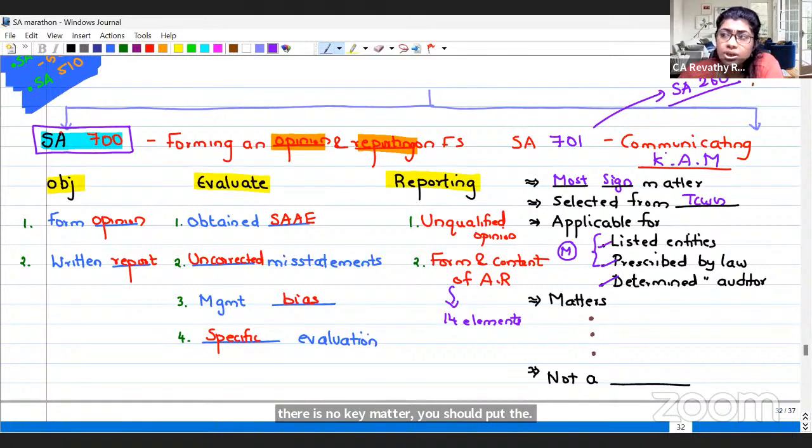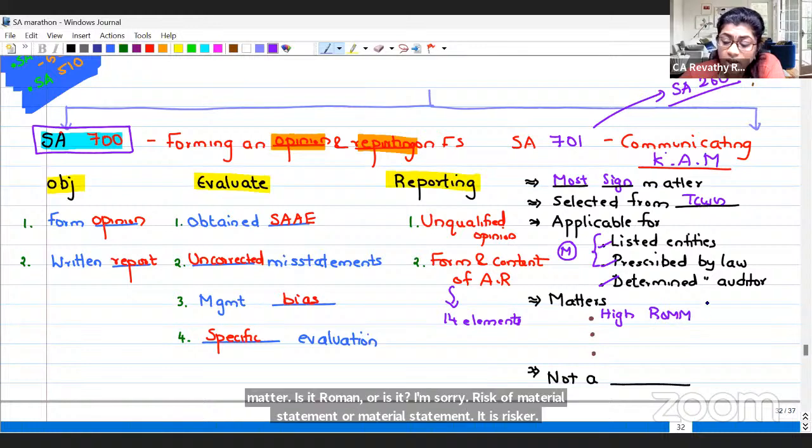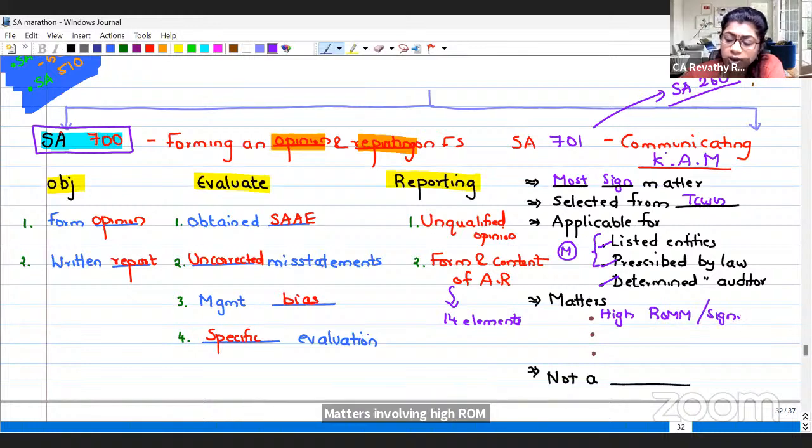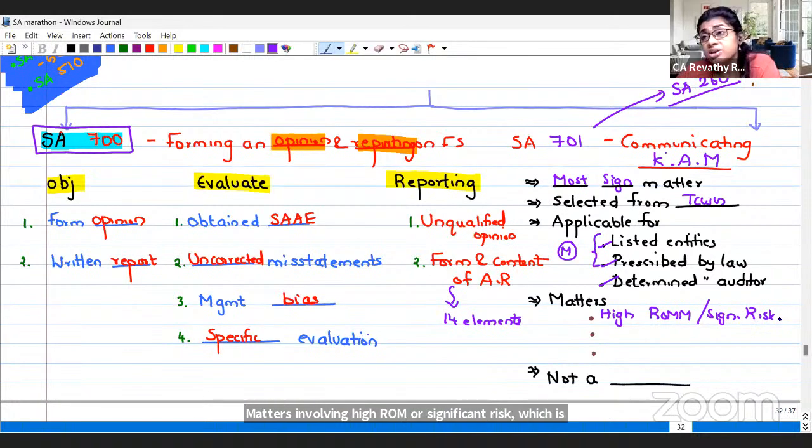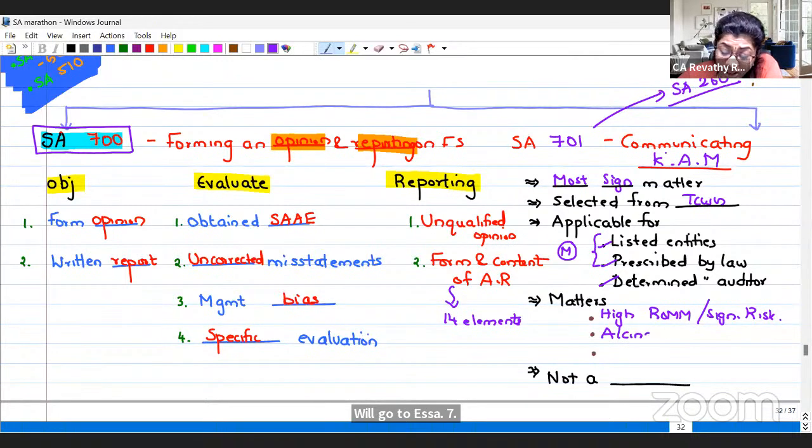Which matter will you communicate as a key audit matter? Is it ROMM or is it MM? Sorry, risk of material misstatement or material misstatement? It is risk. Matters involving high ROMM or significant risk. Which SA came to your mind? MM will go to SA 705, and risk to SA 315. Then accounting estimates having high estimation uncertainty, SA 540. Now, the effect of any events or transactions on the audit.